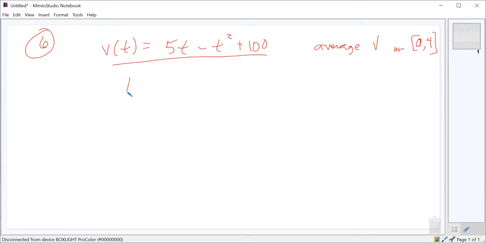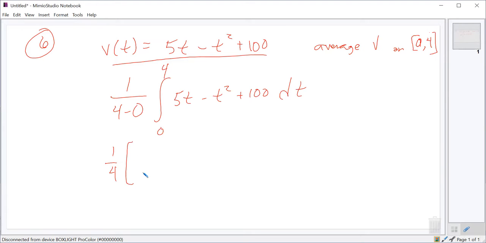All you have to do is the mean value theorem for integrals: 1 over b minus a times the integral from a to b of that velocity function. And all their answers are nice numbers for the most part. So we'll just do the integration and see what we get. An integral of 5t ought to be 5 halves t squared, then minus t cubed over 3, and plus 100t. And we have to do that from 0 to 4.